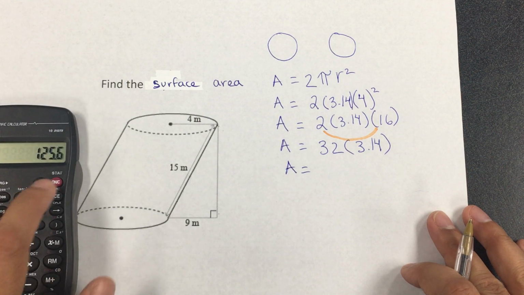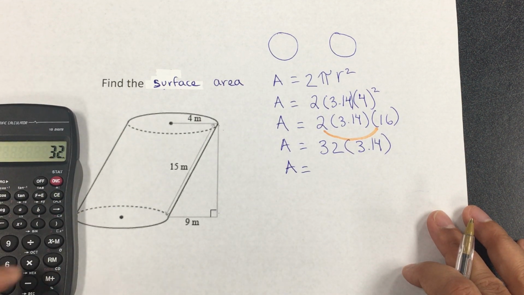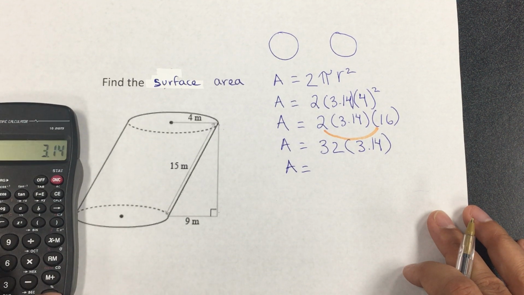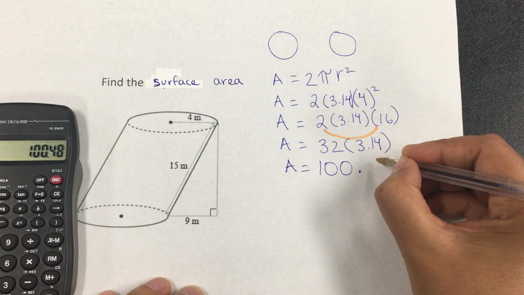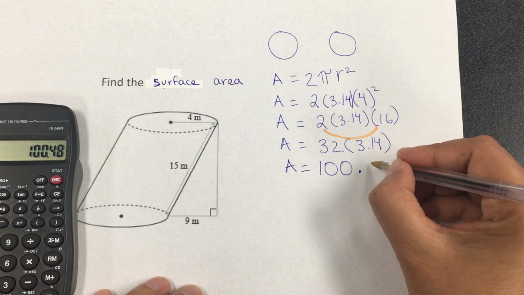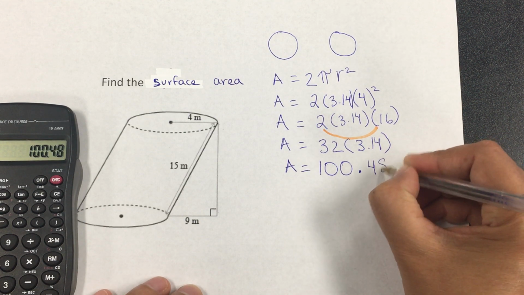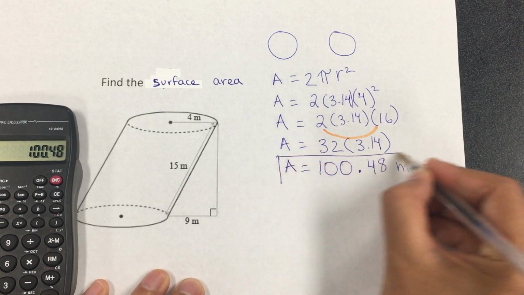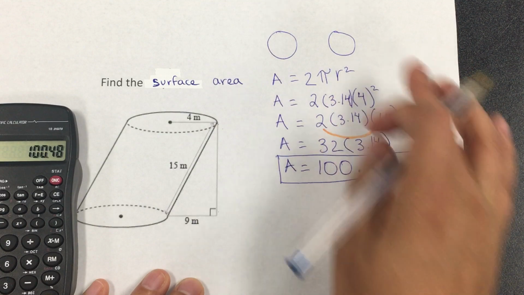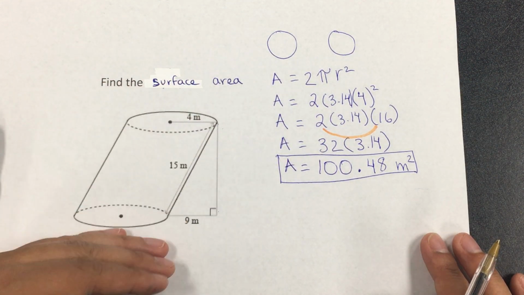And I'm going to go ahead and use my calculator. 32 times 3.14. The two circles come up to be a total area of 100.48 square meters. So that's for the two circles, the two bases.